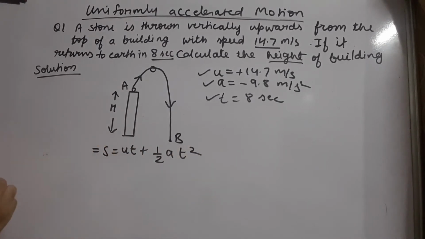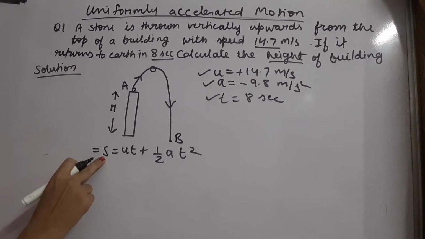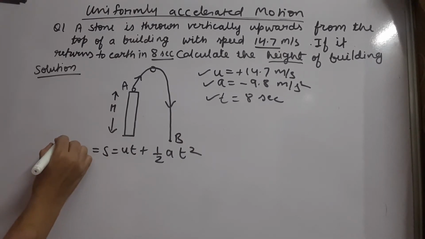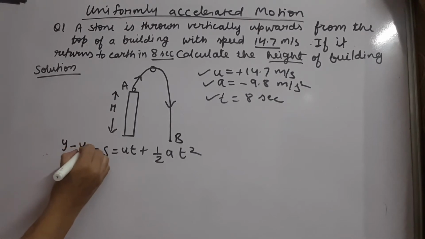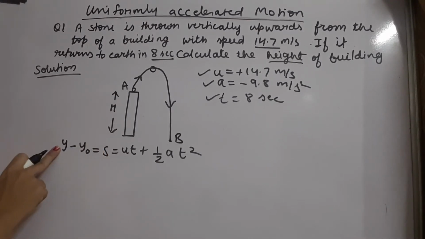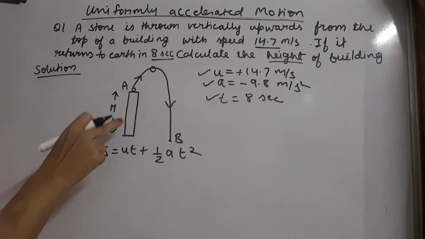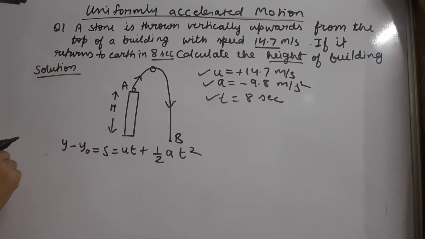Now we will do a little modification. This net displacement which we call s, we will now write in the form of final displacement minus initial displacement, y minus y0. This is final and this is initial. Now we have selected the y direction because the stone's movement is in the vertical direction. Otherwise we would have selected the x direction.